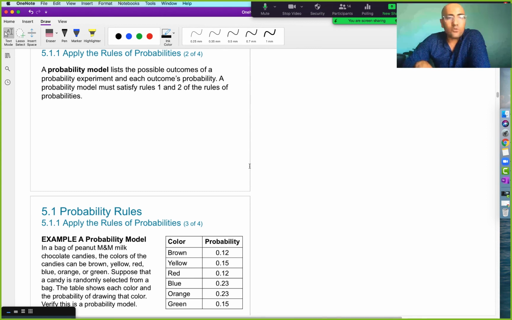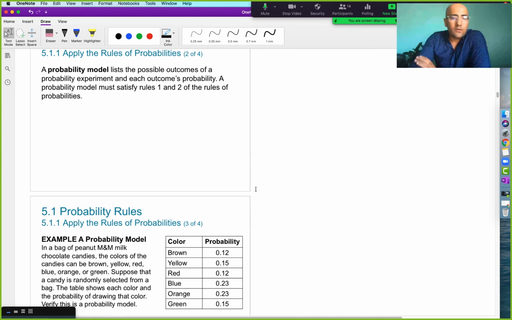You have some sort of a game, some sort of an experiment, you write down all the possible outcomes of that experiment, that'll be your sample space, and then you write down the likelihood, the probability of each of those possible outcomes, and that'll be a probability model.